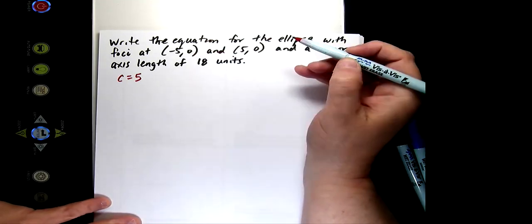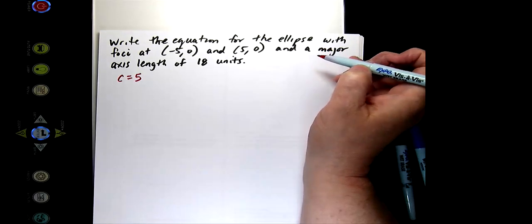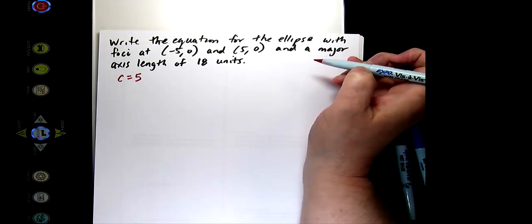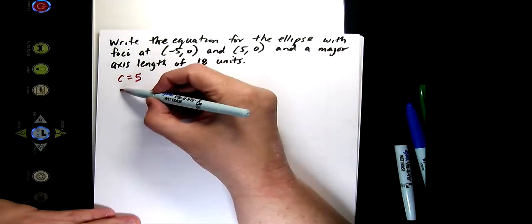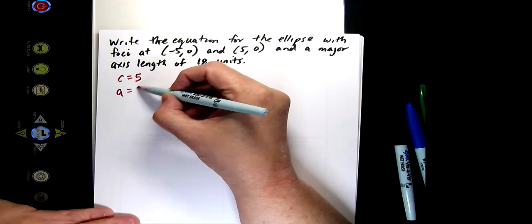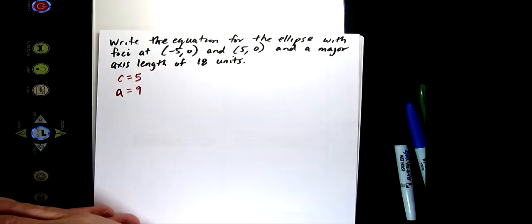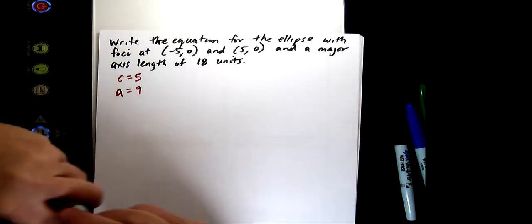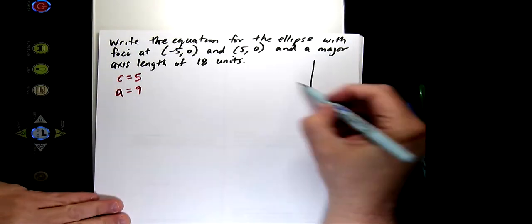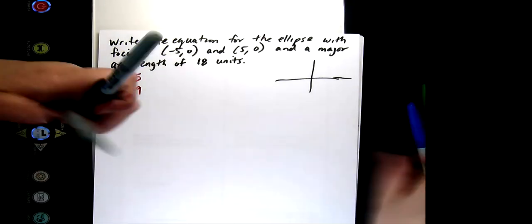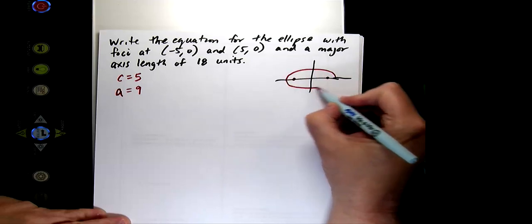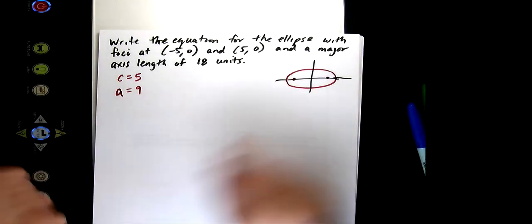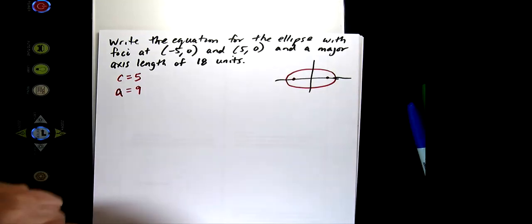What is the major axis length of 18 telling me? In this case, the A value would be 9. Why is it A and not B? Because the foci are on the x-axis, not the y. So if we had a picture like this, and the foci are over here and over here, it tells us it's got to be going like this, which means the major axis is along X, which means it is A.